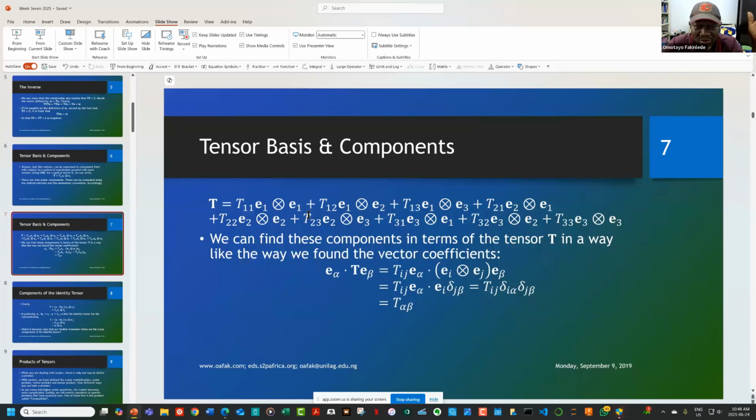So the identity tensor is simply E1 circle times E1 plus E2 circle times E2 plus E3 circle times E3. That's what the identity tensor is, whereas the annihilator tensor is just 0 throughout. So I hope that is clear to everybody so that we can move on.